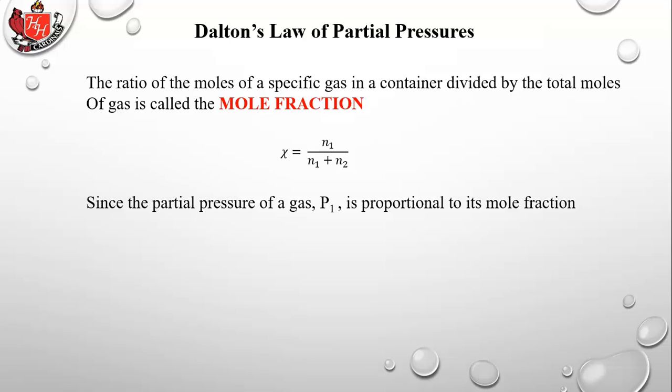Since the partial pressure of gas P1 is proportional to its mole fraction, then if you know the total pressure of the gas and you know the mole fraction, you can figure out the pressure of a specific gas. You know the mole fraction of that gas.